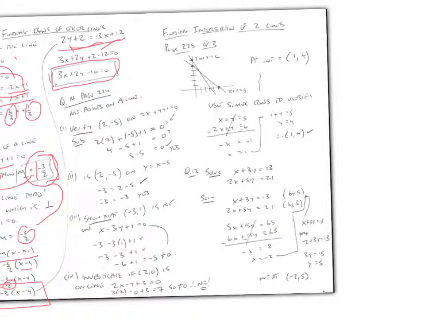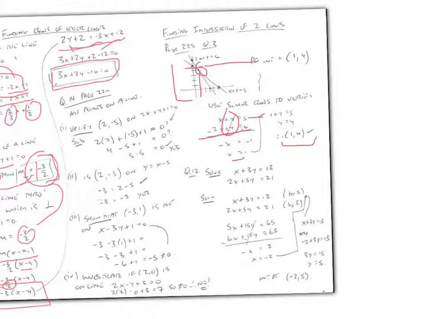Now let's look at finding the intersection of two lines. So here are two lines given here, x plus y equals 5 and 2x plus y equals 6, and from the graph we can see that the point of intersection is at 1 on the x and 4 on the y. Now we can use simultaneous equations to verify this. We write x plus y equals 5 and 2x plus y equals 6. We're going to nail the y, so we need to change the sign of all the terms underneath here, and we get x equals 1, sub that back into the top here, and we get y equals 4.